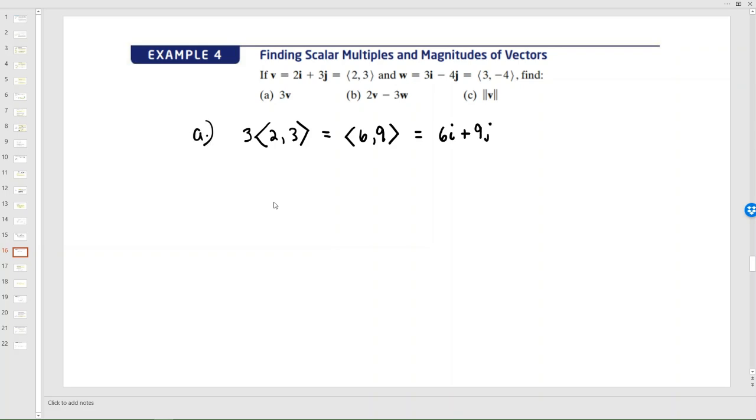So this is A. For part B, we're going to take 2 times v, so we're going to take 2 times the vector 2i plus 3j. Notice I'm just using one or the other, just kind of whichever way you like. And then we're going to take and subtract 3 times w, which is defined as 3i minus 4j.